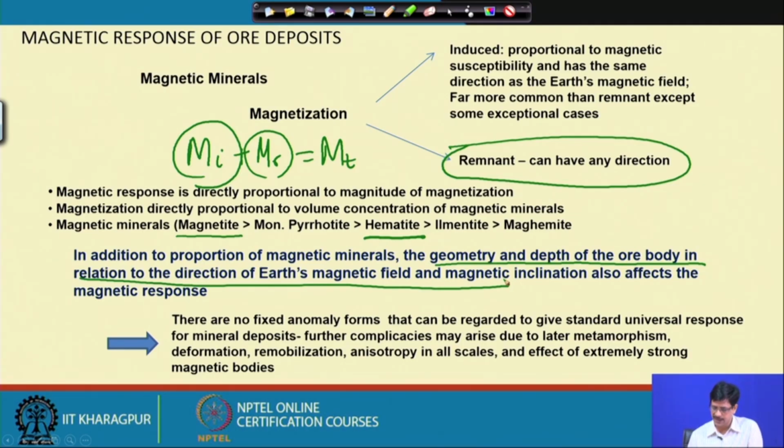So, complications may arise due to later metamorphism, deformation, remobilization. So, essentially what we would be looking for is that if there is an ore body which has a high proportion of magnetic minerals like magnetite or monoclinic pyrrhotite, and in general some of the sulphide minerals will also have a higher magnetic susceptibility compared to common rock forming minerals, then we should be in a position to detect it in the form of an anomaly when we measure the magnetic property of the rocks which are surrounding.